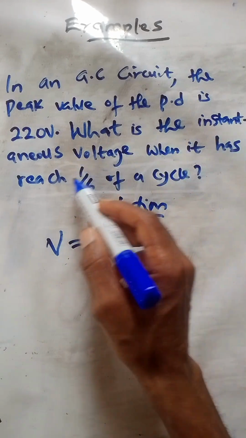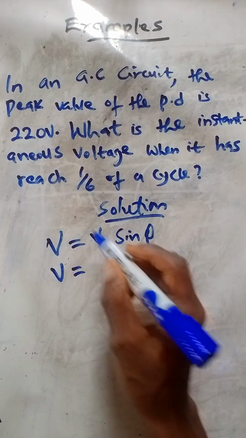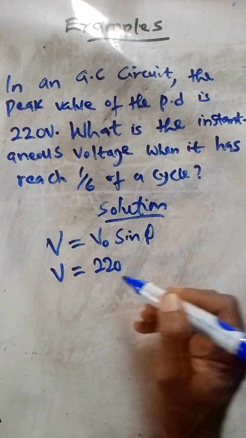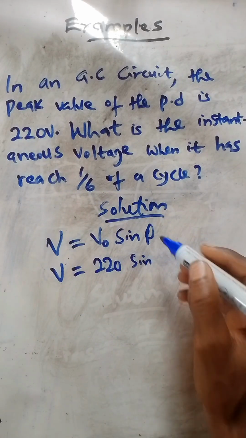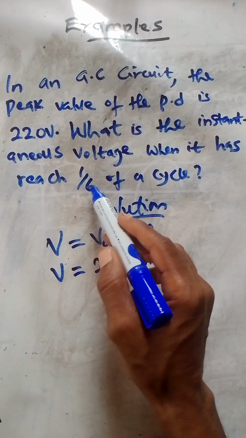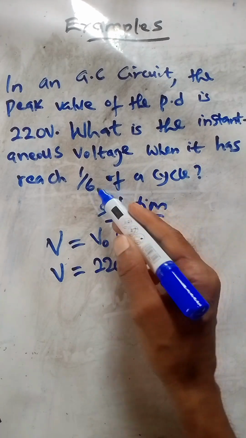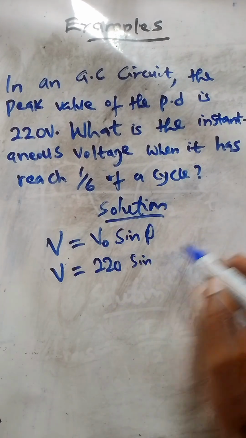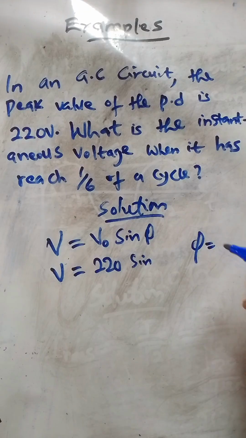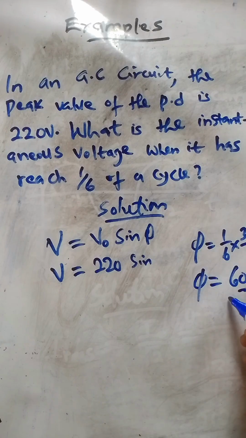So what is the instantaneous voltage? That is what we are looking for. Our instantaneous voltage is equal to our peak voltage, which is given to us to be 220 volts, multiplied by sine of the phase angle, and it's given to us as a fraction of the circle. A complete circle is 360 degrees. So our phase angle will be equal to 1/6 multiplied by 360. When you divide that, that will be 60 degrees. So our phase angle is 60 degrees.